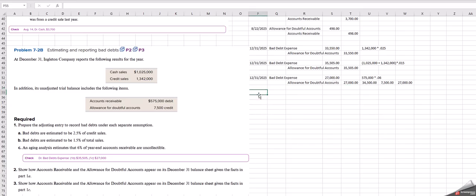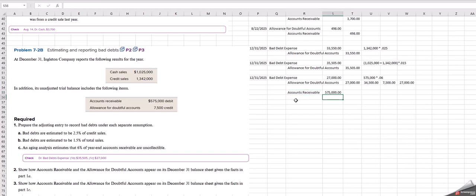Okay, then number 2 says, show how the accounts receivable and the allowance for doubtful accounts would appear on the December 31st balance sheet if we were using 1A. So that was this first one up here. So we would have accounts receivable at the 575,000 that's on our balance sheet, and then we would subtract that allowance account. I'm going to just abbreviate allowance, but it would be the whole thing. And then that is 33,550. So then we would net those, and that would be our accounts receivable net.